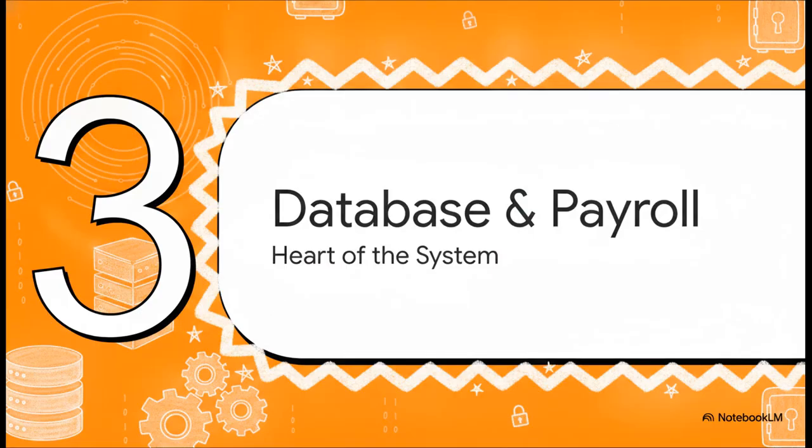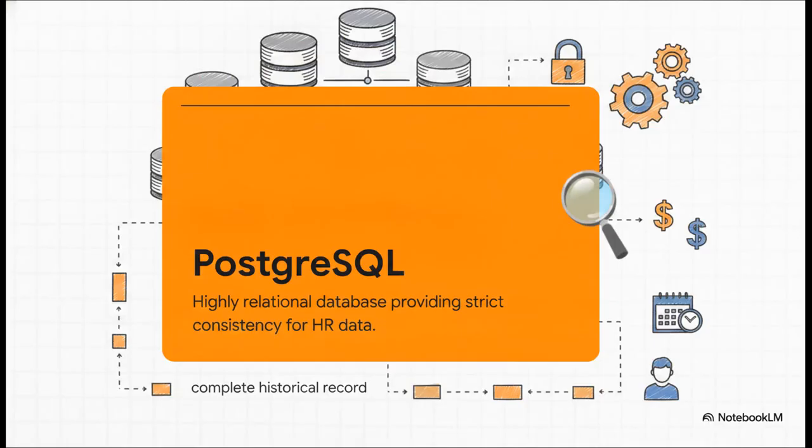Okay, Section 3, database and payroll logic. This is the absolute heart of the system. When it comes to layer 3, the database, the absolute standout choice is PostgreSQL. HR data demands two things: a complete historical record and unyielding consistency. Employee records, compensation history, and payroll runs are highly relational by nature. PostgreSQL guarantees the strict consistency required for data that simply cannot tolerate even a single structural error. It's got to be rock solid.